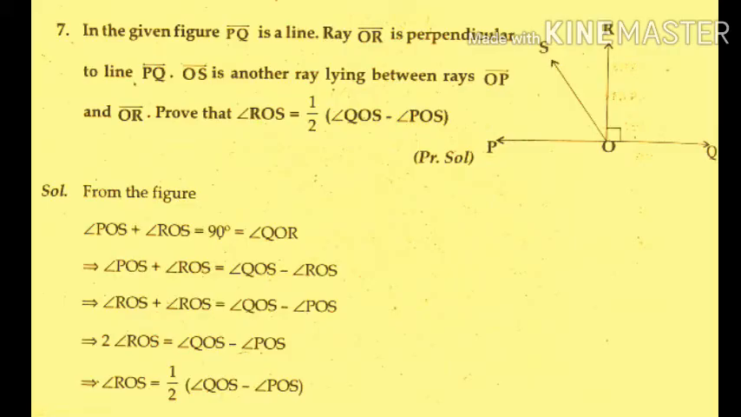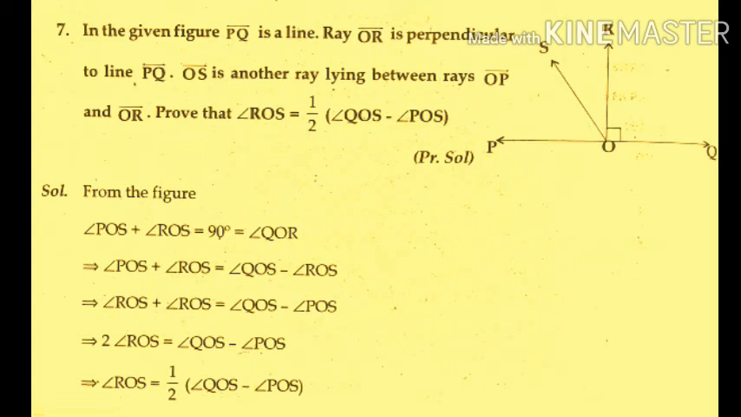Next question. In the given figure, PQ is a line. Ray OR is perpendicular to line PQ. OS is another ray lying between ray OP and ray OQ. Prove that angle ROS is equal to half of the angle QOS minus angle POS.